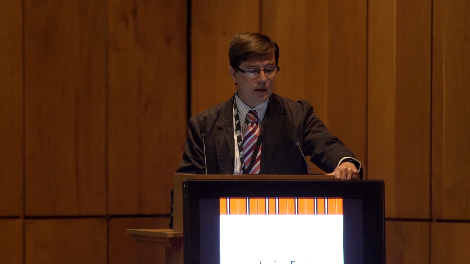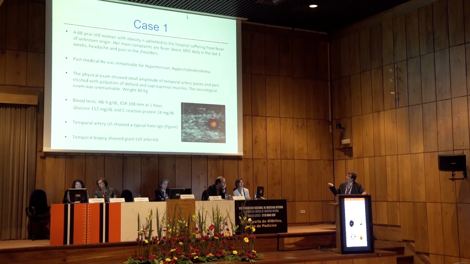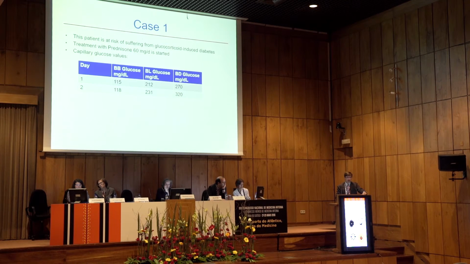The blood test shows an anemia with an increase in the erythrocyte sedimentation rate, and the glucose is at the level of increased fasting glucose. An ultrasound of the temporal artery showed a characteristic halo sign, and the biopsy confirmed the diagnosis of giant cell arteritis. So this patient was monitored by capillary glucose 3 times daily, and she started with prednisone 60 milligrams per day, and these are the values of capillary glucose.